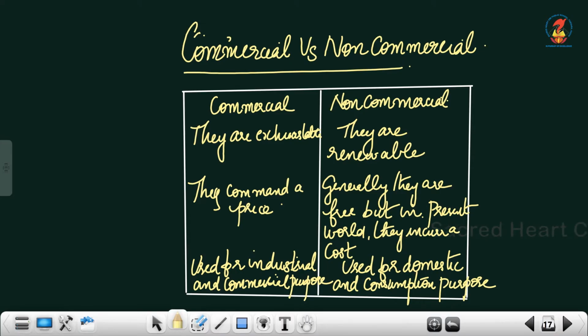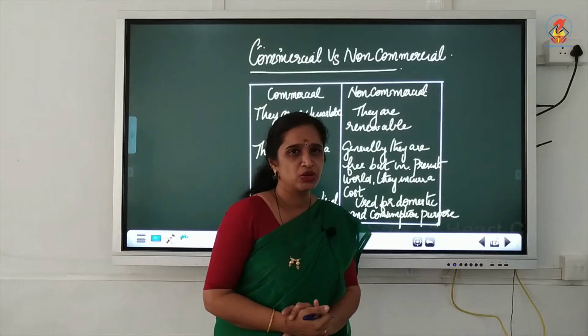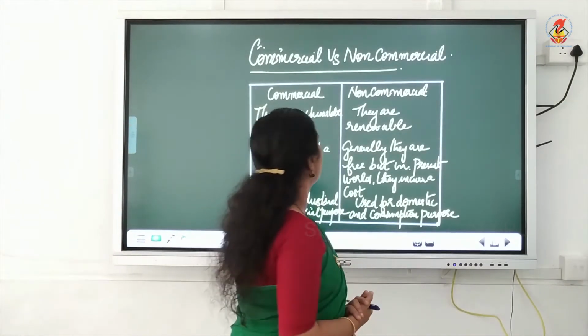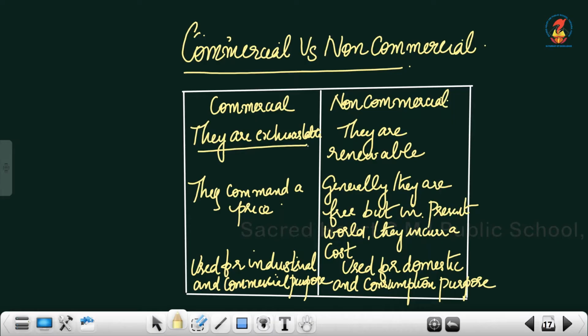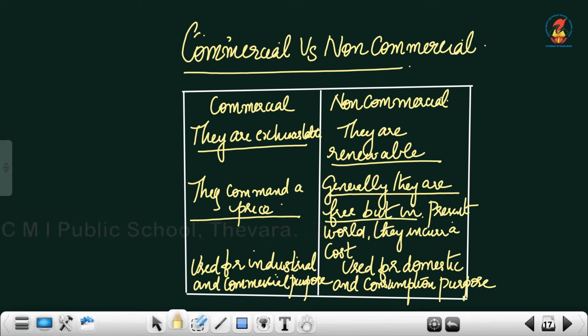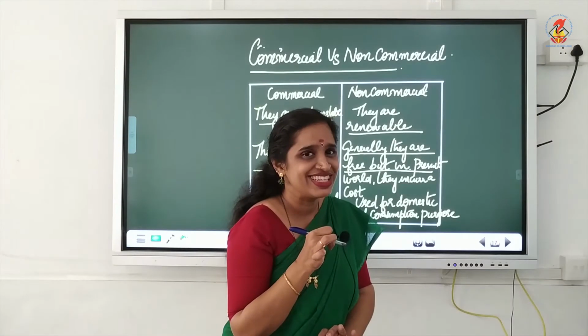Let us see the difference between commercial and non-commercial sources of energy in a nutshell. Commercial sources, they are exhausted. Then non-commercial sources, they are renewable. Commercial sources of energy, they command a price. Non-commercial sources, generally they are free, but in the present situation, they command a price.